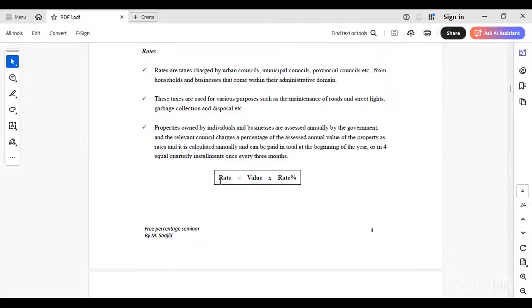Right. So here you have an equation which you have to learn by heart. Rate equals the value times the rate percentage, right? Rate equals the value times the rate percentage.